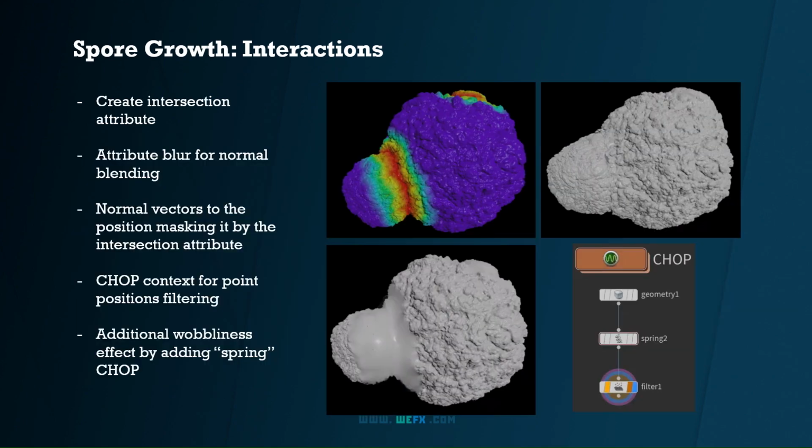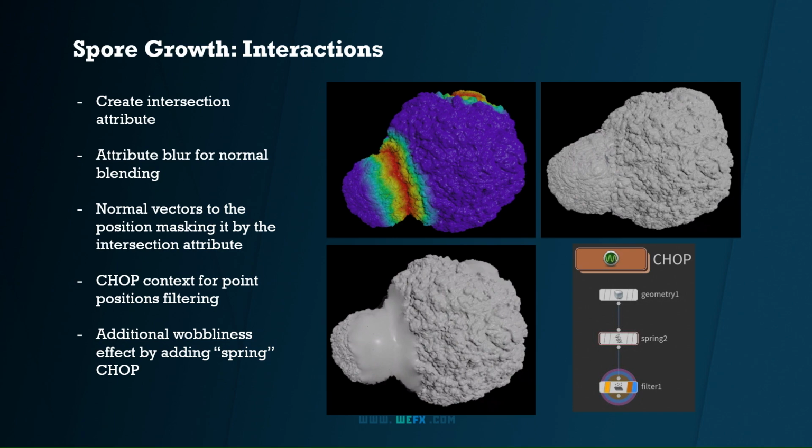So by using the setup that we created, first we created an intersection attribute, basically to act as a mask and to see where the intersection is happening. And then we used attribute blur to blur the normals between the points. We used attribute blur by proximity, so it took into account all the points within a certain radius, and it doesn't take into account the connectedness of the mesh. And then we added the resulting blended normal vectors to the point positions, also masking by the intersection attribute that we created before.